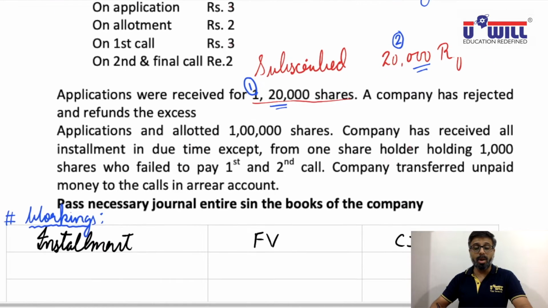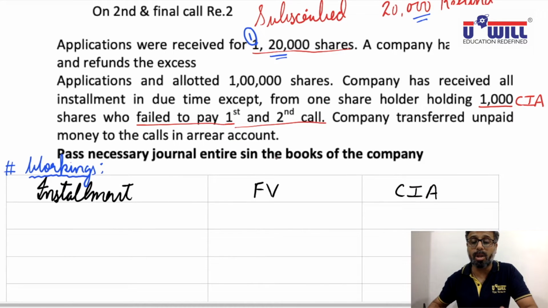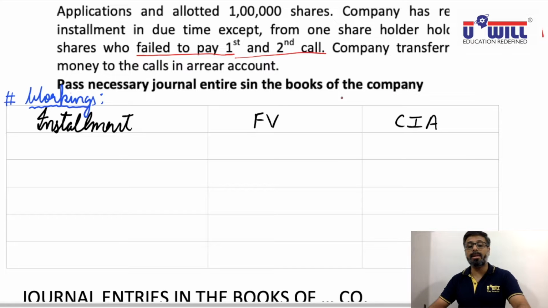Company has received all the installments in due time except from one shareholder holding 1,000 shares who failed to pay first and second call. Now 1,000 shares failed to pay first and second call. So these are basically calls in arrears. Okay, failed to pay means they did not pay first and second call, so these are calls in arrears. Company transferred unpaid money to calls in arrears account. Now pass necessary journal entries in the books of the company.